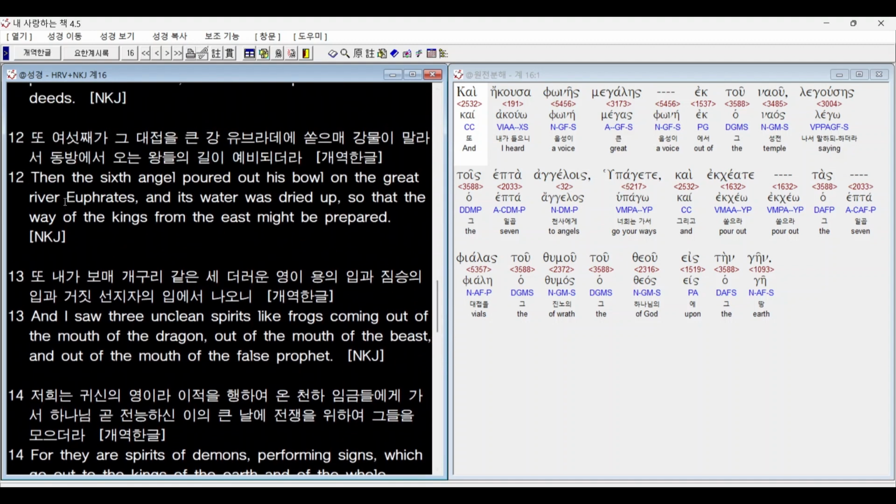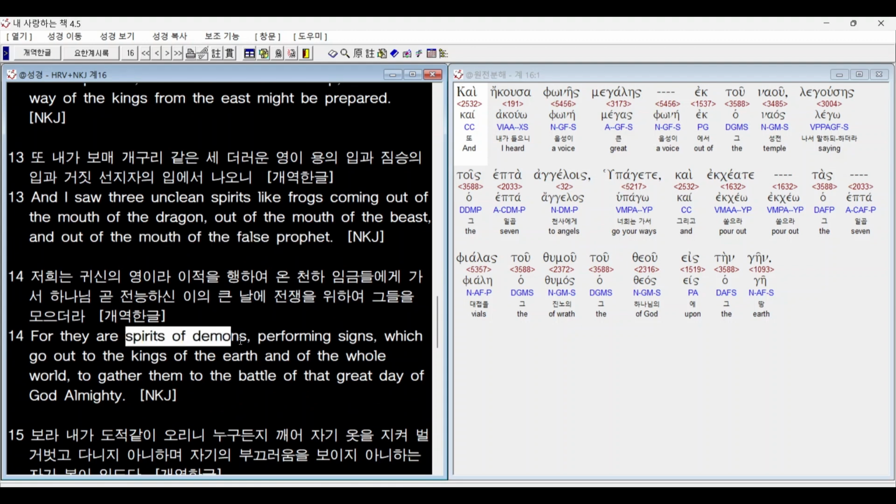So when the Euphrates dries up, three unclean spirits, right? Like a frog coming out of what? Mouth of the dragon. That has to be stopped. Mouth of the beast. That has to be stopped. Mouth of the false prophet. That has to be stopped. Because they are the spirit of demons. Then from the mouth, what is coming? Spirit is coming.